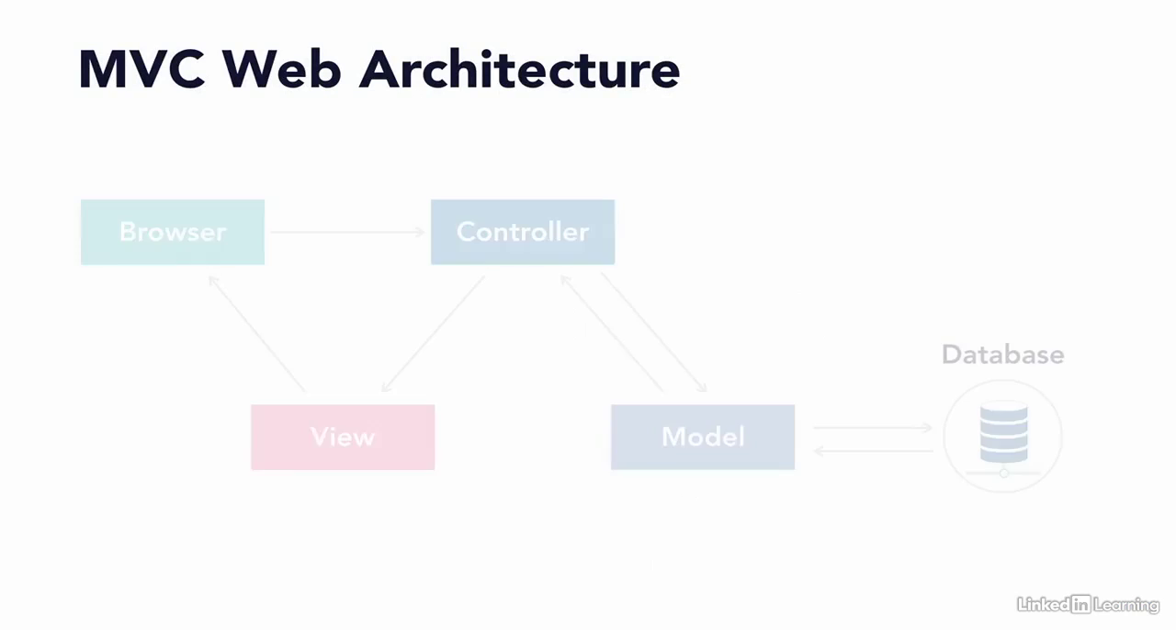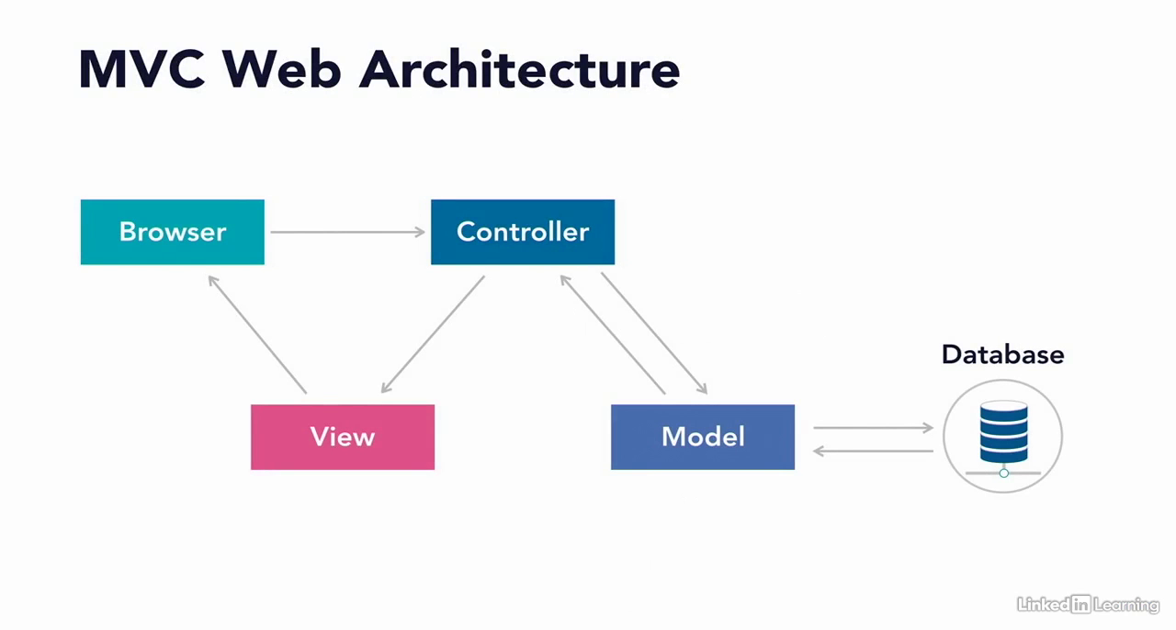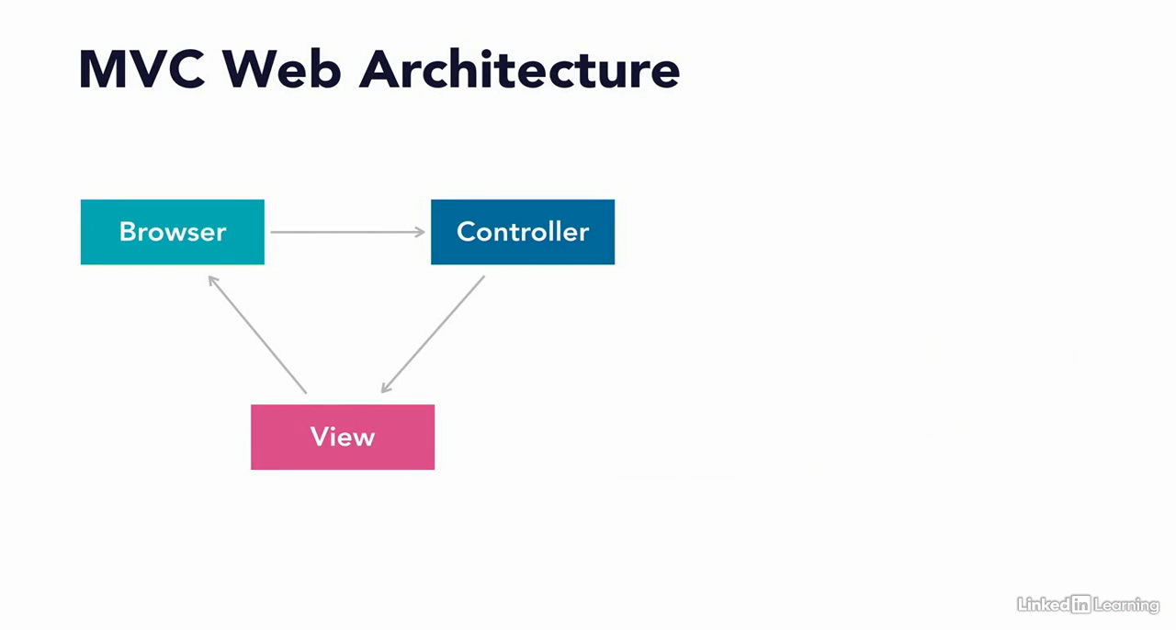We've already seen the MVC web architecture diagram a couple of times. And in the last chapter, we talked about the fact that the model and the database are really optional. The parts that are essential to every request and response is that the browser has to send a request to the controller, which then chooses a view template to send back to the browser. This triangle is what we're going to be focused on in this chapter.